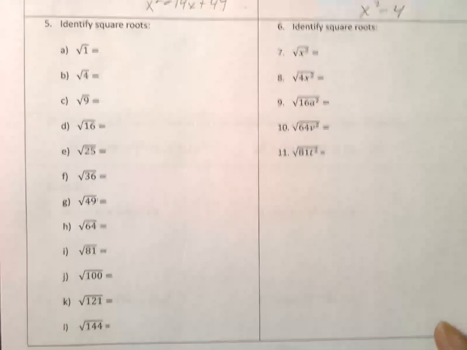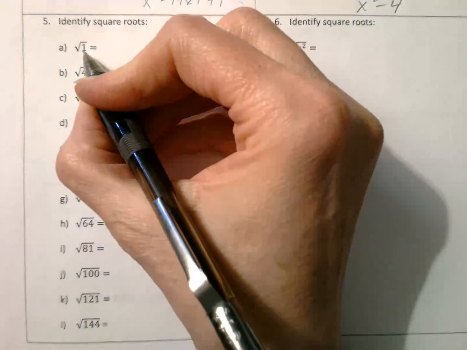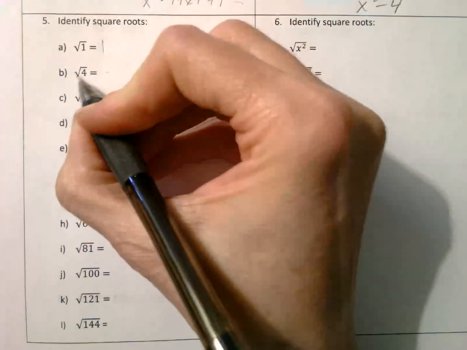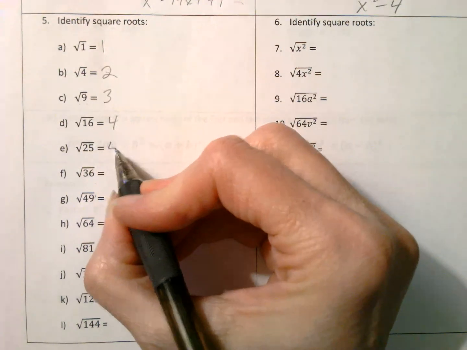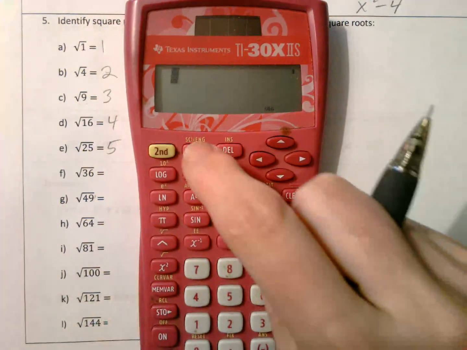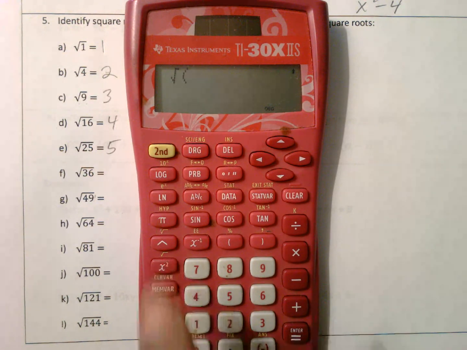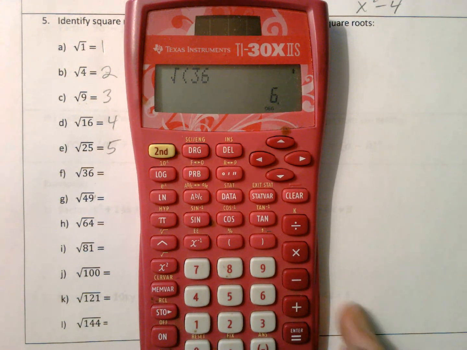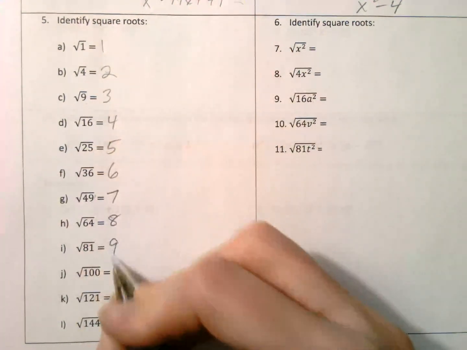Okay. We also want to review our squares and our square roots. So remember, 1 times 1 is 1, so the square root of 1 is 1. Square root of 4 is 2. Square root of 9 is 3, and so forth. Remember, if you don't know one, you can put it in your calculator. You hit second and see how there's a little square root above this number. You hit that and you put 36 in there and enter. The square root of 36 is 6, and so forth.